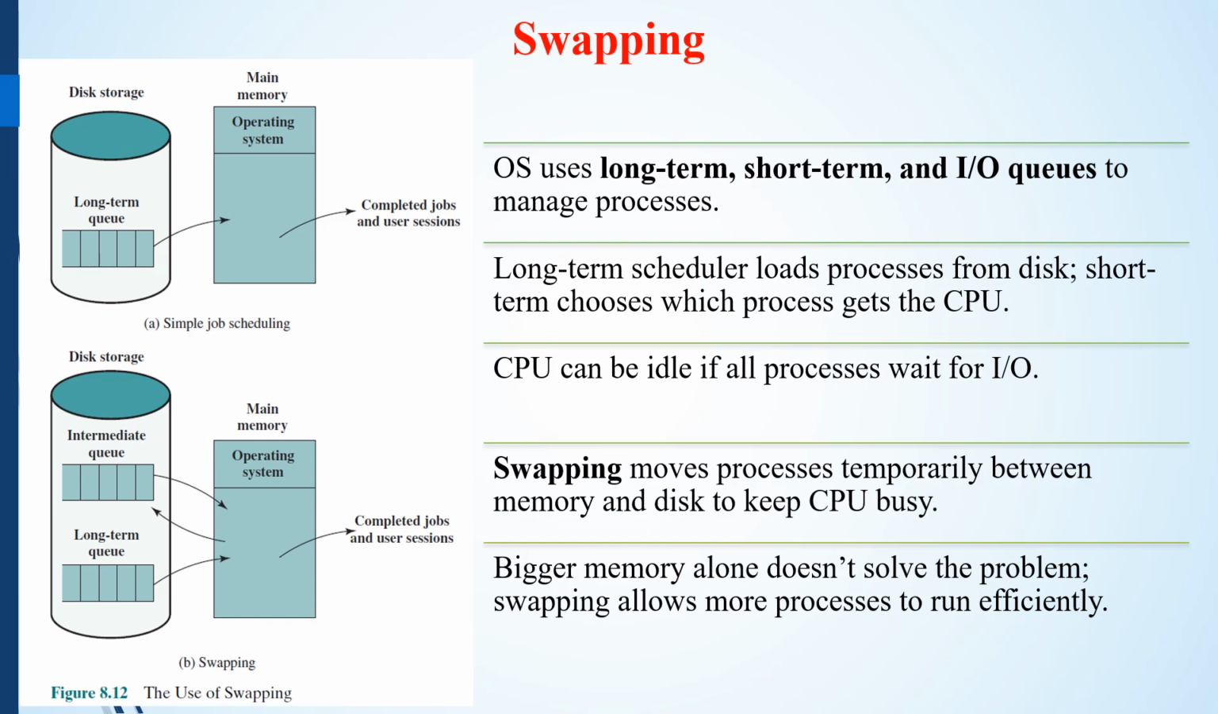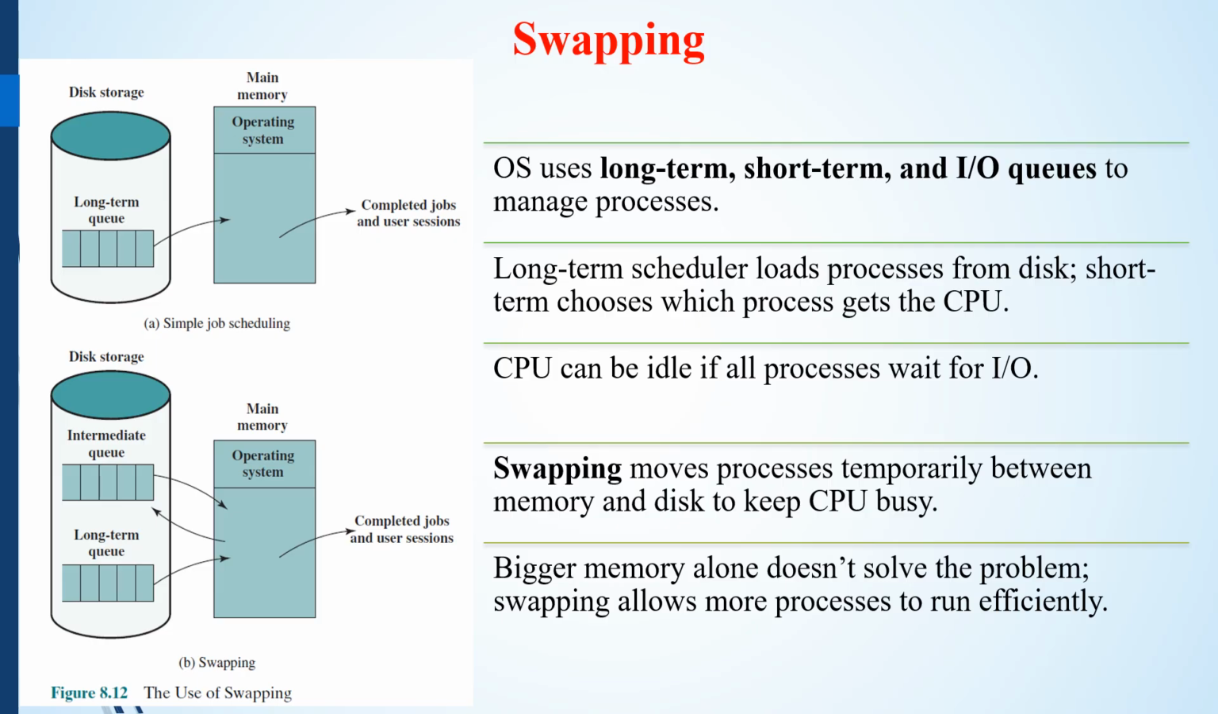In operating systems, we have different queues to manage processes: the long-term queue, the short-term queue, and the input and output queue. The long-term scheduler brings processes from disk into memory. The short-term scheduler decides which ready process gets the CPU next. This helps the CPU work more efficiently than in a uniprogramming system.